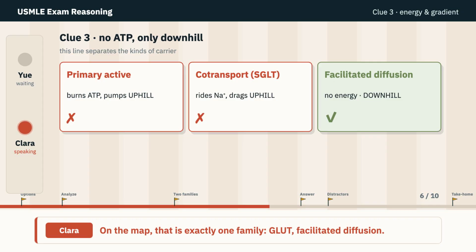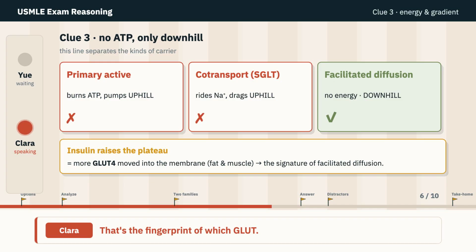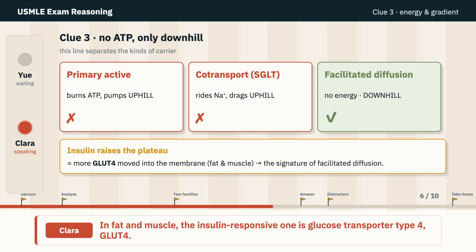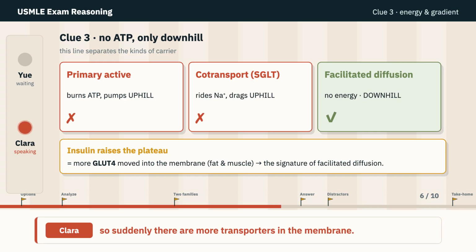GLUT, facilitated diffusion. And the insulin line, where does that fit? That's the fingerprint of which GLUT. In fat and muscle, the insulin-responsive one is glucose transporter type 4, GLUT4. Here's the mechanism. Most GLUT4 sits parked inside the cell in little vesicles. Insulin signals the cell to move those vesicles to the surface and fuse them in, so suddenly there are more transporters in the membrane. More carriers means a higher ceiling, the Vmax goes up. That's precisely insulin raises the plateau. Not more affinity, more doors.